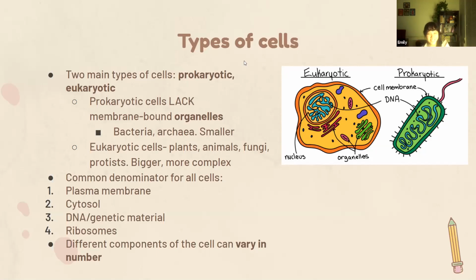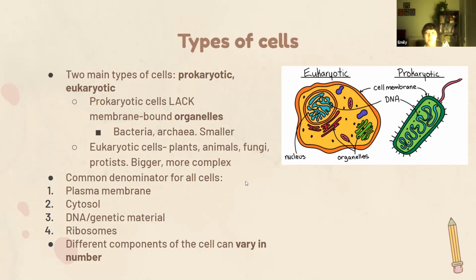Eukaryote basically means true nut, so like true nucleus, and prokaryotic is false, no kernel, no nut. Even though there are these two main types of cells, there are four common denominators between all cells.